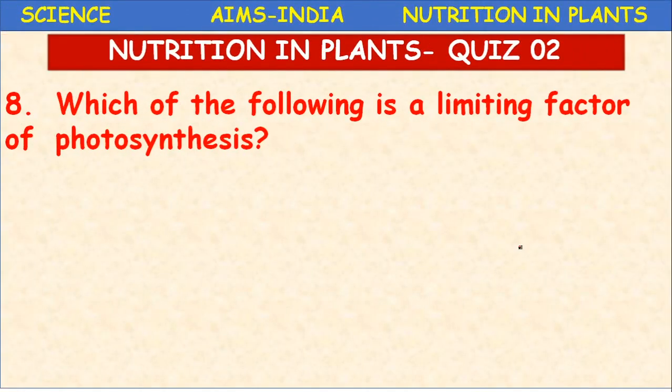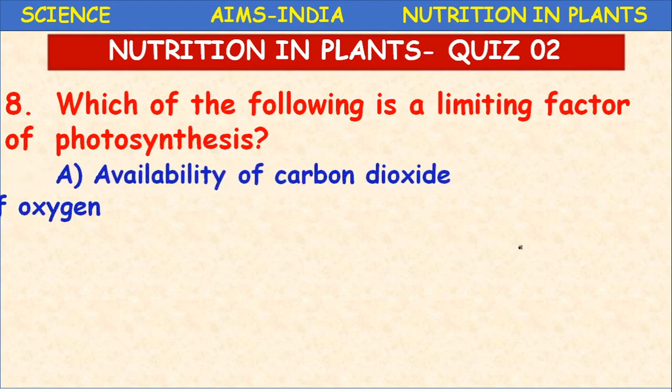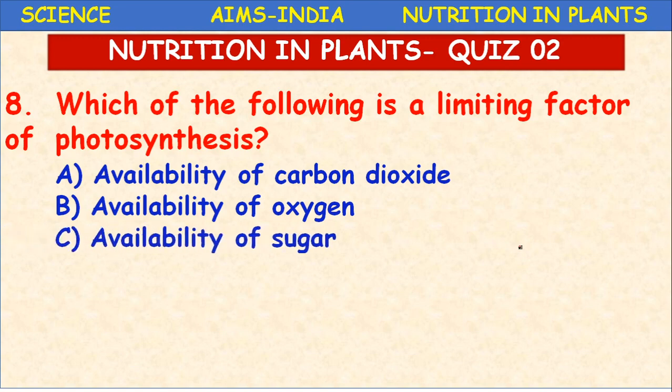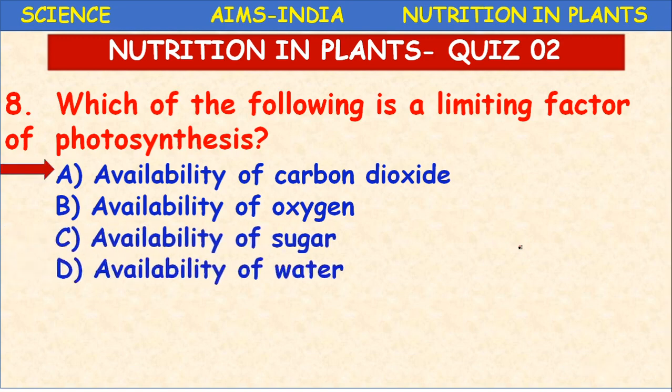Next, which of the following is the limiting factor of photosynthesis? Means most important. Availability of carbon dioxide, availability of oxygen, availability of sugar, availability of water. So, availability of carbon dioxide is the limiting factor. If carbon dioxide is available, then only photosynthesis takes place.